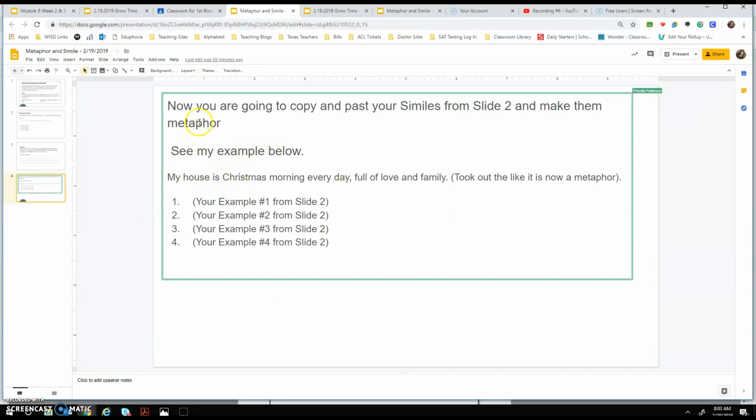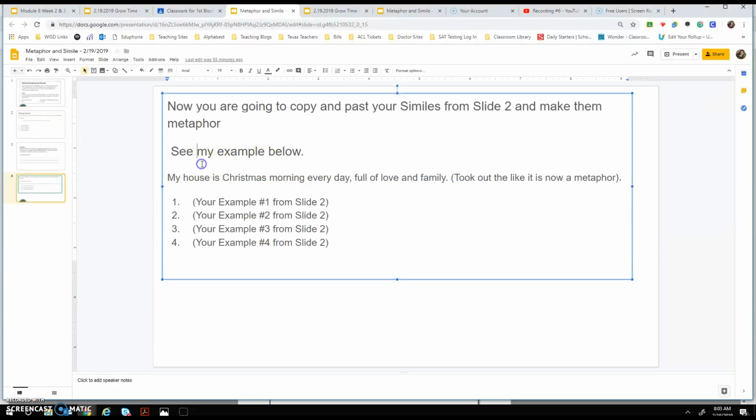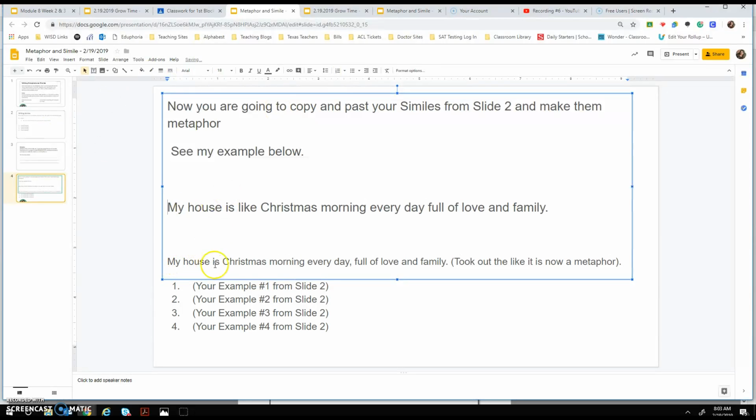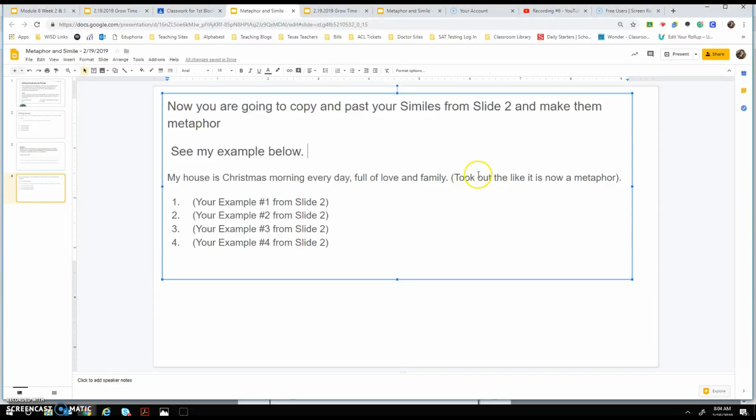Now for the metaphor portion, you are going to copy and paste your simile from slide 2 and make it a metaphor. So see my example below. My house is Christmas morning every day, full of love and family. I brought this here, I control-C'd it, and then I came back over here and control-pasted it. And then I took out, if you can see, what's the difference? I took out the like, right? When I take out the like and just include the is, guess what happens? It becomes a metaphor. So my house is Christmas morning every day, full of love and family.